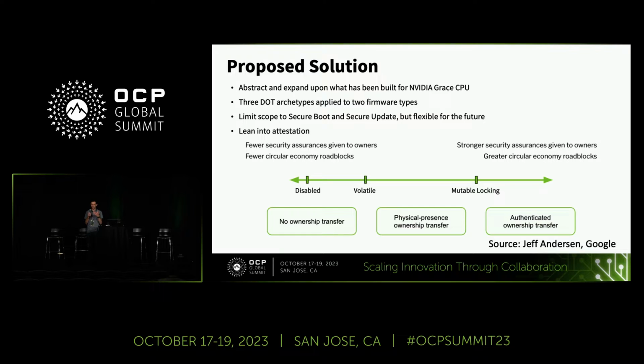All I've done is I've taken Jeff's existing diagram, and I've superimposed the 3 DOT archetypes that we've come up with at NVIDIA. So you can see from the left, we have DOT disabled, which makes sense because it means you're turning DOT off. We then have volatile, followed by mutable locking. So in the next couple slides, I'm going to provide more detail about both the firmware types as well as the 3 DOT archetypes.